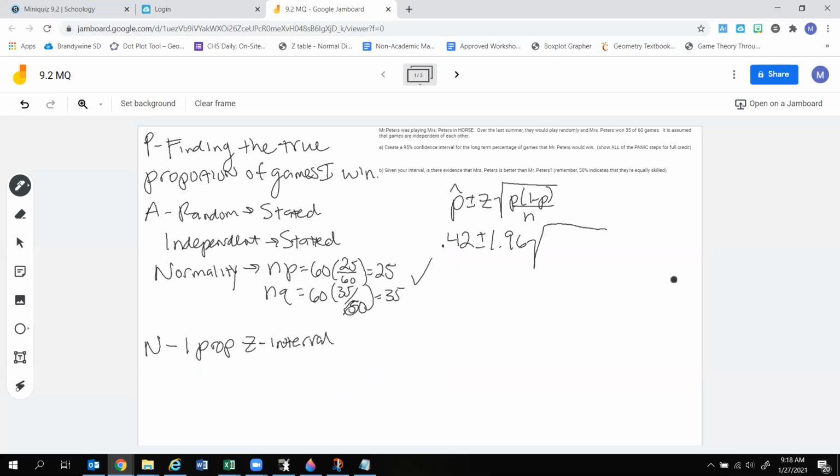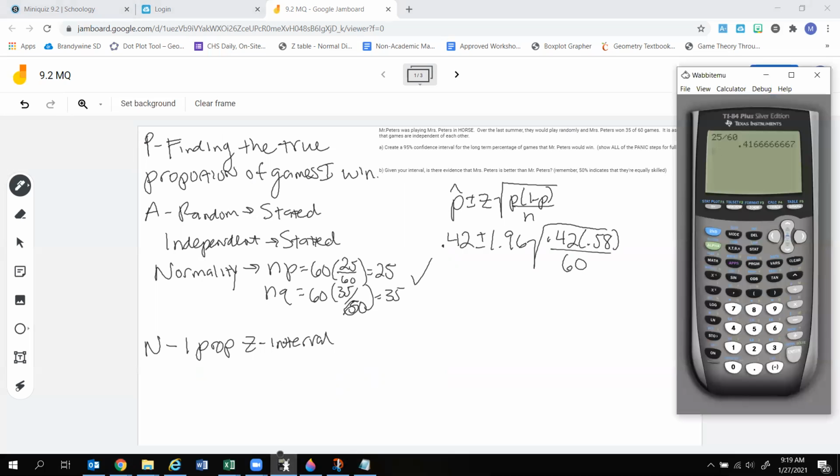For p, we don't have a population value. We just have a sample value, so we're just going to reuse p hat. And our sample size is 60. Okay, to crunch these numbers, it's really easy to make a mistake when punching this into the calculator. So we're going to use a little calculator shortcut.